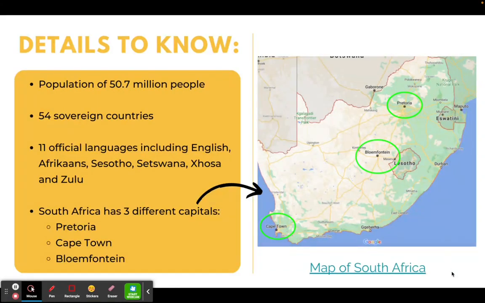So, some details to know, there's a population of about 50 million people. This is about the continent of Africa. Within the continent, there are 54 sovereign countries. And then when we're talking about South Africa specifically, there are 11 official languages, including English, Afrikaans, Sesotho, Setswana, Xhosa and Zulu. South Africa has 3 different capitals: Pretoria, Cape Town, and Bloemfontein. And if you click on this link, it'll give you a Google Earth Maps link that you can look at and explore the topography and different aspects of South Africa.